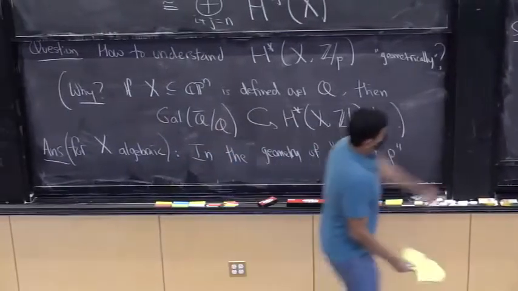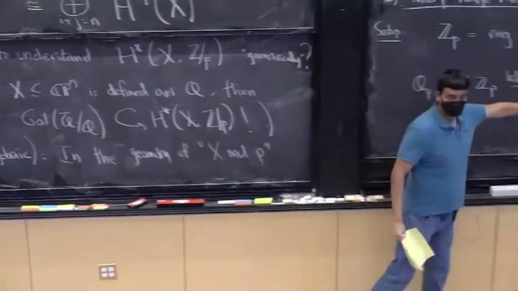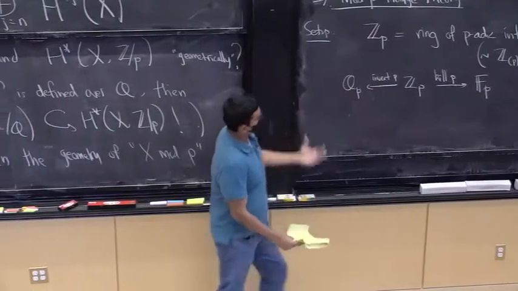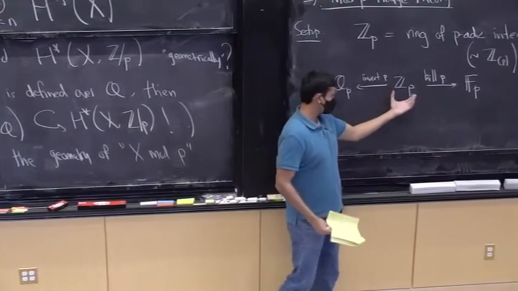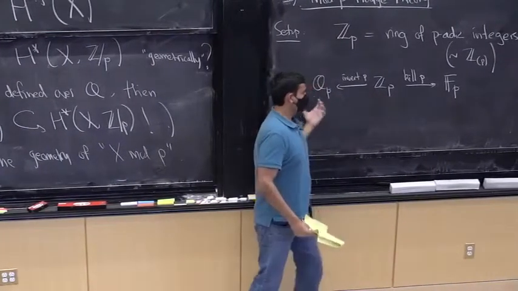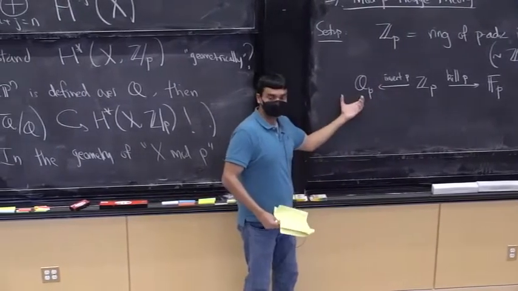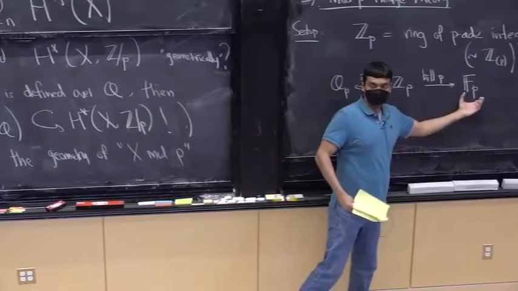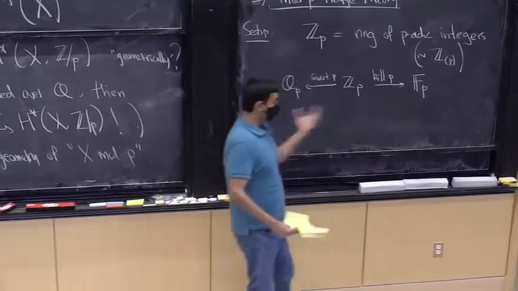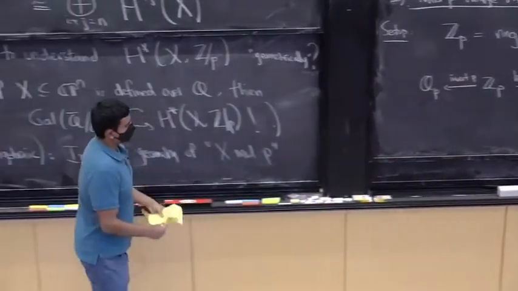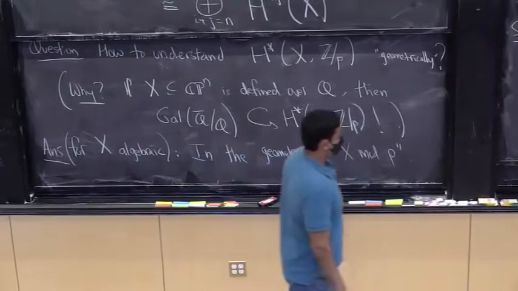And so this is a field of characteristic 0. This is a field of characteristic p. And so somehow if you have some object whose coefficients are in Z_p, then you can produce an object whose coefficients are in a characteristic 0 field, and also an object whose coefficients are in a characteristic p field. So it interpolates between characteristics, and that's sort of the role it plays for us.